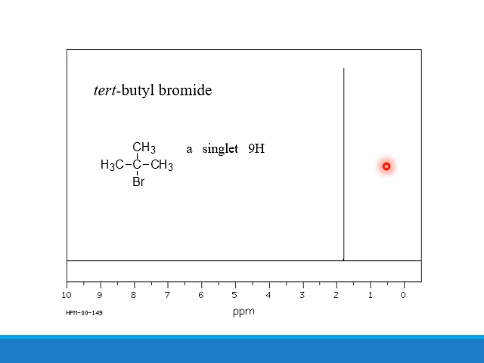So for tertiary butyl bromide, we have just a single type of hydrogen. That's why we have a single peak, and it's related to 9 hydrogens.